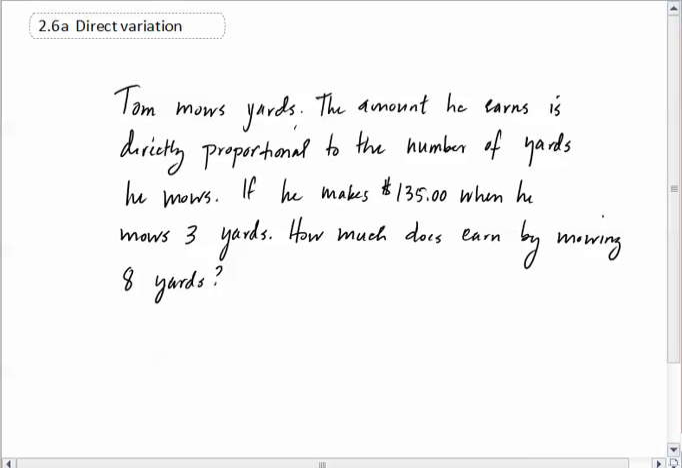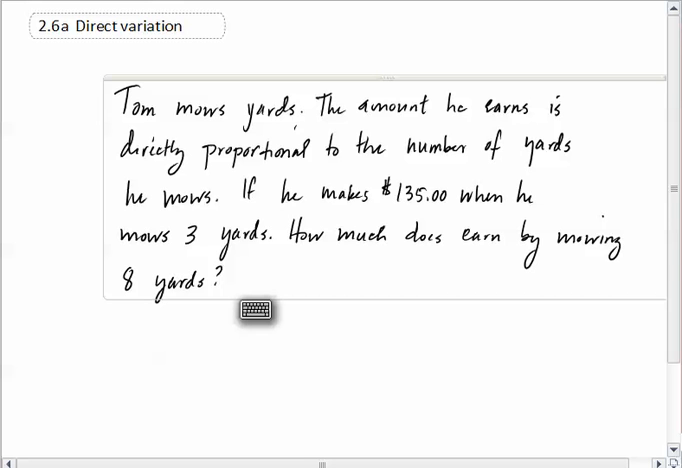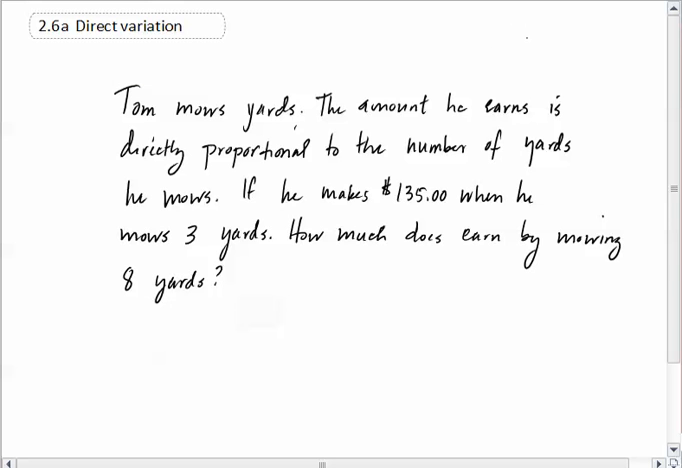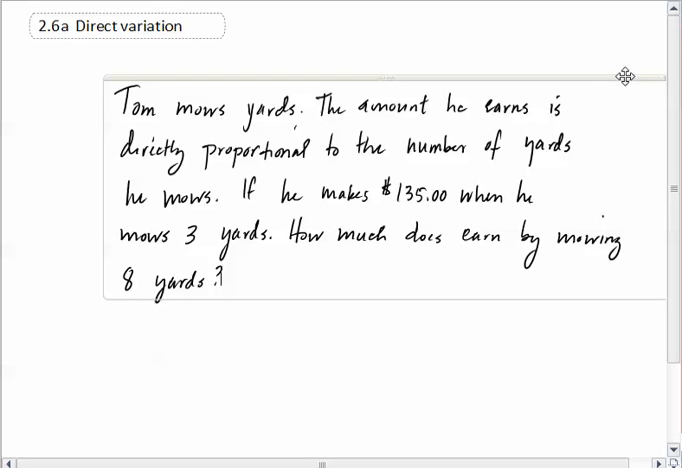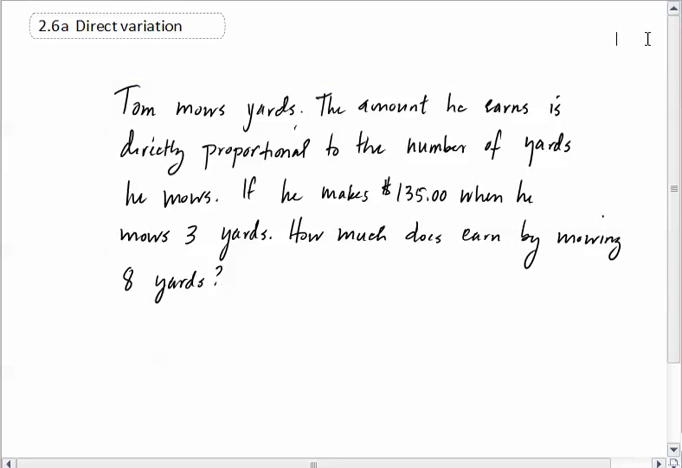Tom mows yards. The amount he earns is directly proportional to the number of yards he mows. If he makes $135 when he mows 3 yards, how much does he earn by mowing 8 yards? Now initially, this does look like a proportion problem, and we could solve it by setting up a proportion. However, so that the next section will make a lot of sense to us and be connected, we're going to go ahead and solve this using a formula for direct variation.